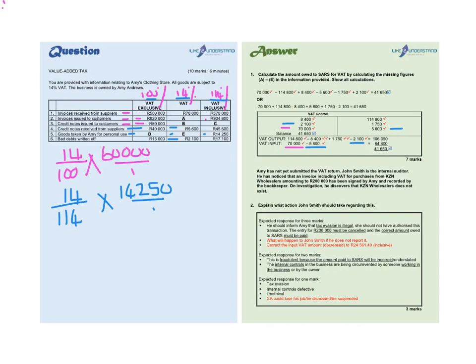Amy has not submitted a VAT return. John Smith is the internal auditor. He has noticed that an invoice including VAT for purchases from KwaZulu-Natal wholesalers amounting to 200,000 has been signed by Amy and recorded by the bookkeeper. On investigation, he discovers that KwaZulu-Natal wholesalers does not exist.